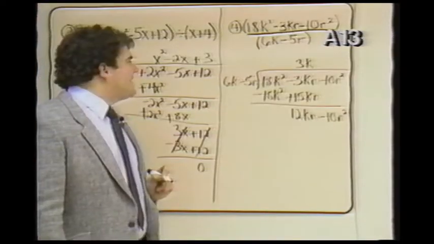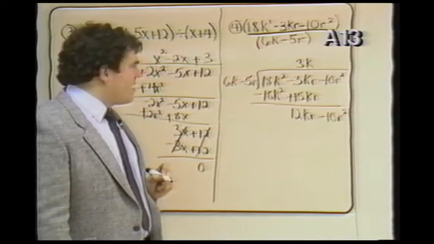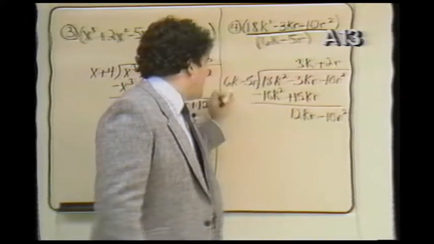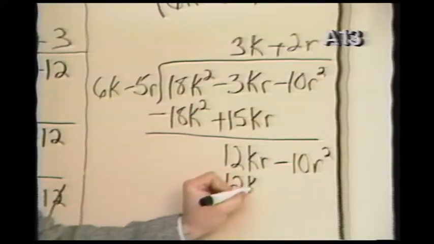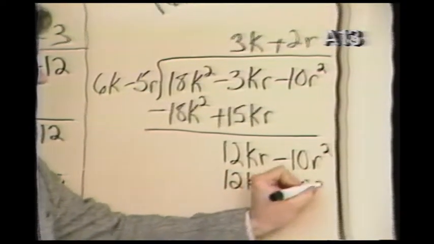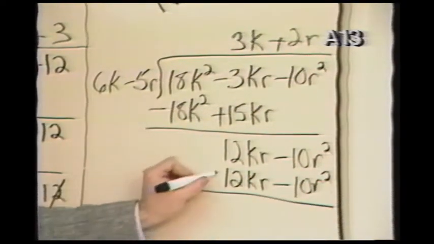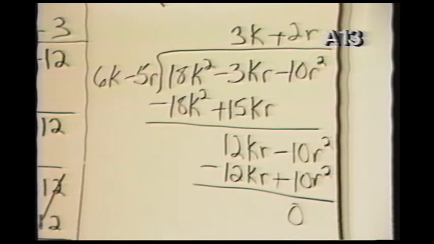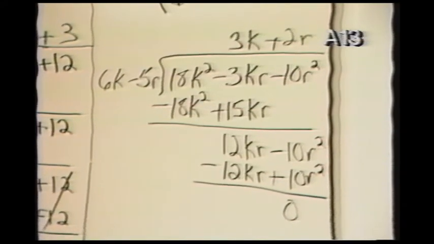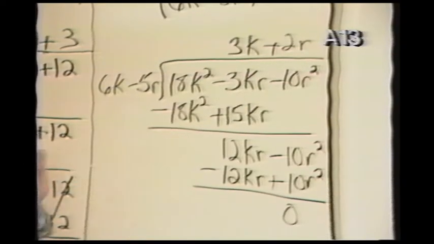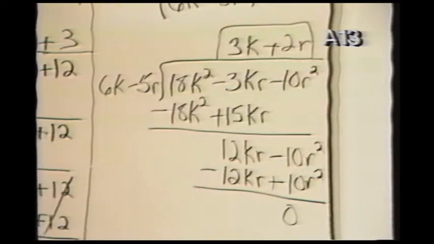Now, what times 6k is 12kr? The answer, 2r. 2r times 6k is 12kr, and 2r times minus 5r is minus 10r squared. Draw the line, change the sign, add, I get 0. So there it is. 18k squared minus 3kr minus 10r squared divided by 6k minus 5r equals 3k plus 2r.